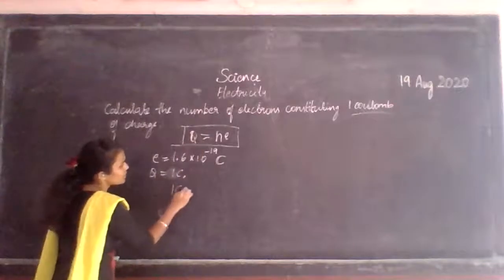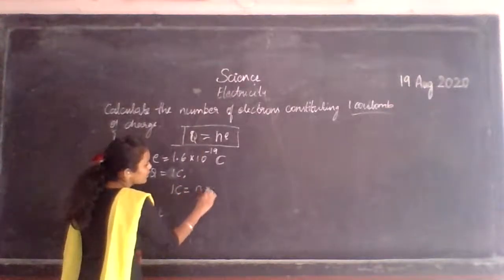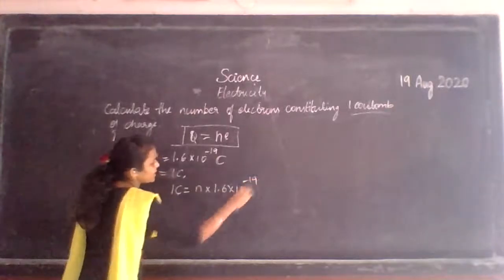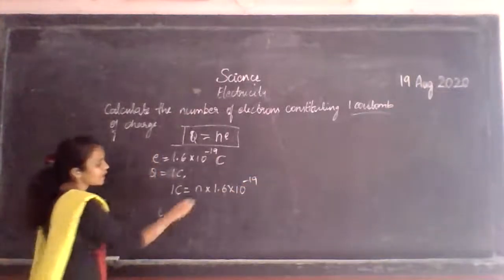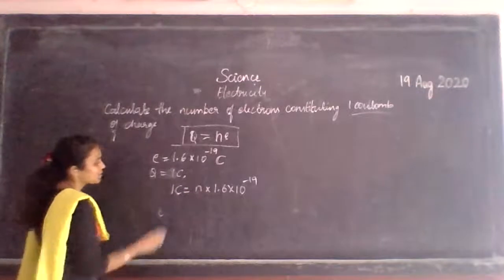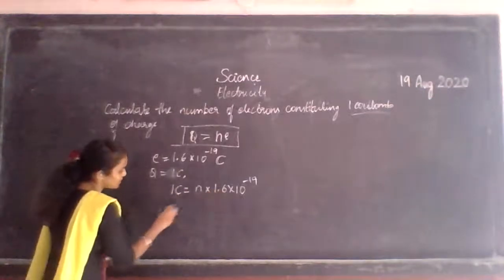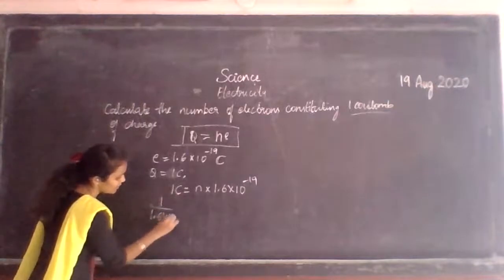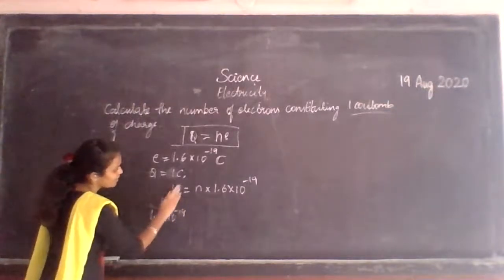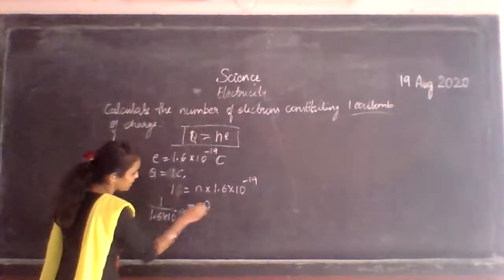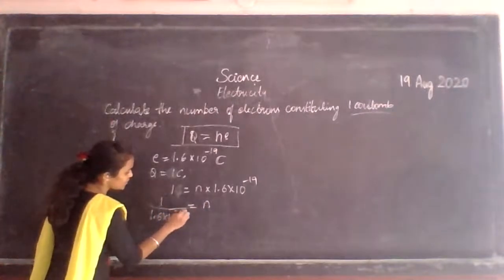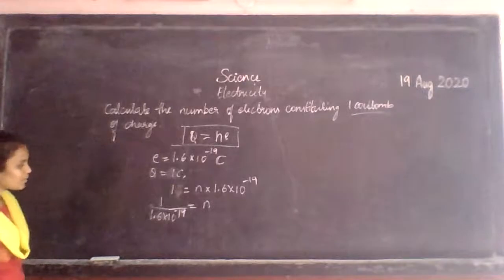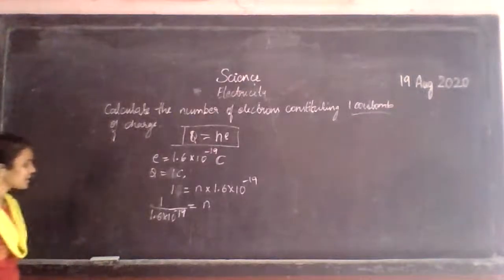So 1 coulomb is equal to N into 1.6 into 10 power minus 19. Okay, so I have to calculate N. Therefore, I will just cross multiply 1.6 here. So 1 by 1.6 into 10 power minus 19 is equal to N. Here I need not write the unit, I will just write the quantity. So N is equal to 1 by 1.6 into 10 power minus 19.